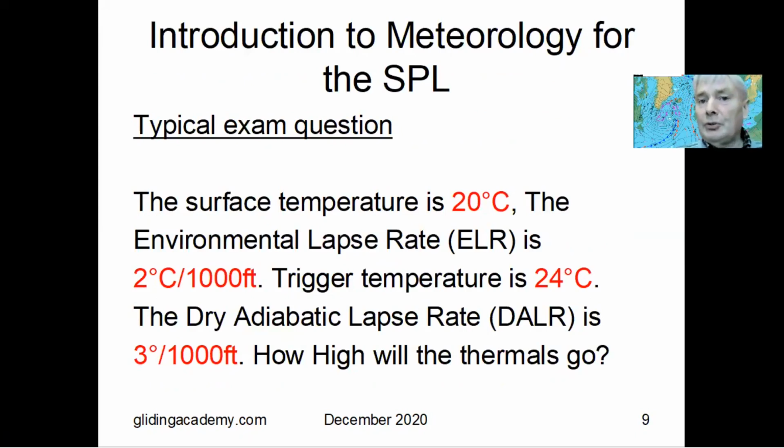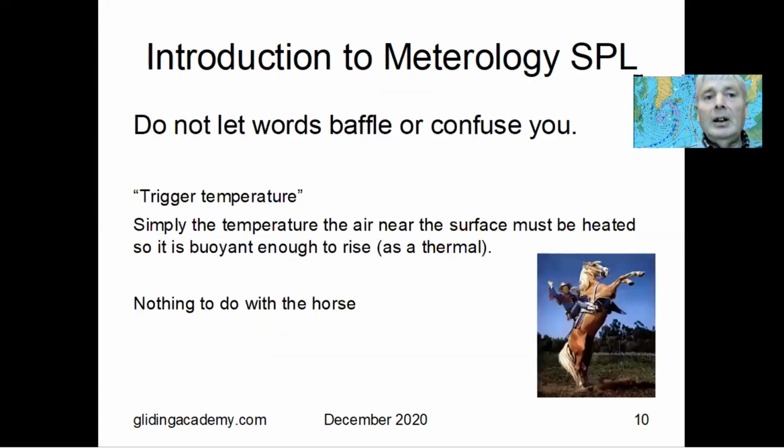So the surface temperature is 20 degrees C, that's clear enough. The environmental lapse rate is, in this example, 2 degrees C per 1,000 feet, but in reality could be just about anything. The trigger temperature is the next point, and that's 24 degrees C. Now, trigger temperature is not something to be frightened of.